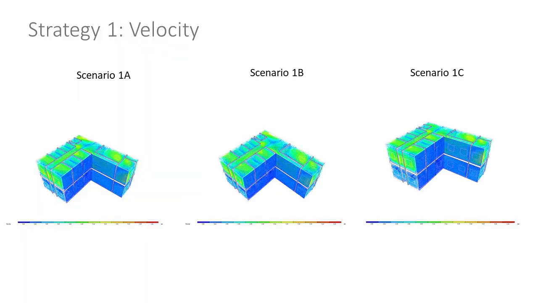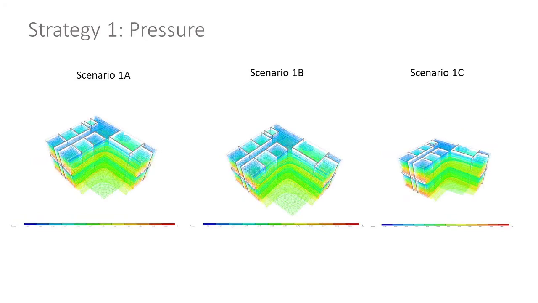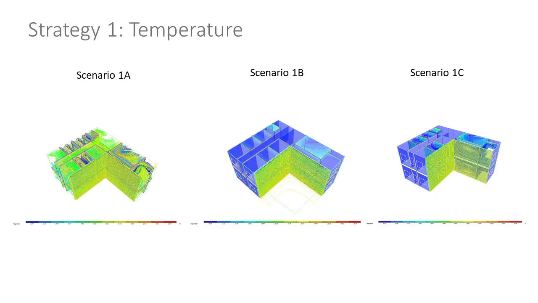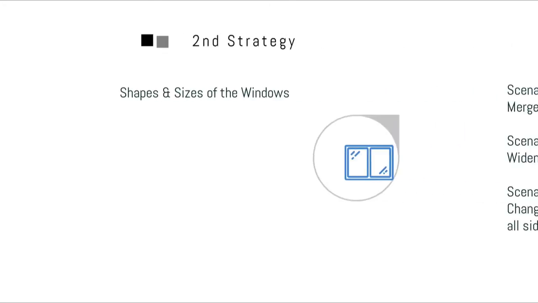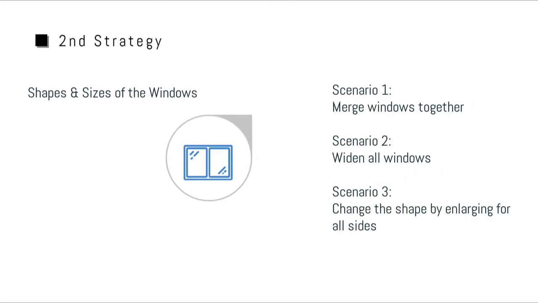Upon running the CFD for the 3 scenarios of Strategy 1, it appeared that the velocity, temperature, and pressure had minimal changes throughout the different scenarios, with the velocity ranging between 0.02 to 0.12 meters per second, the temperature ranging between 16 to 20 degrees Celsius, and the pressure ranging between negative 0.18 and 0.219.